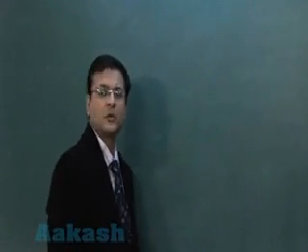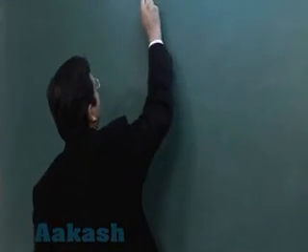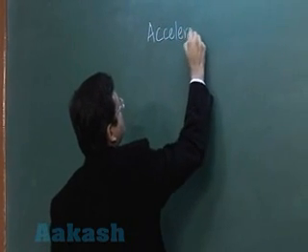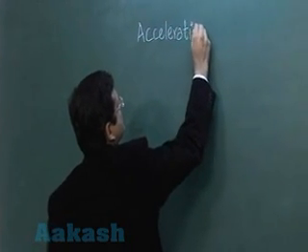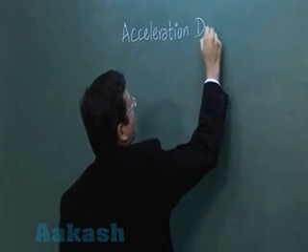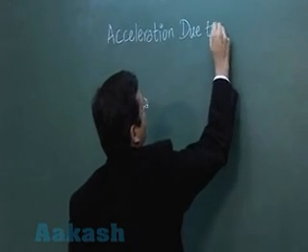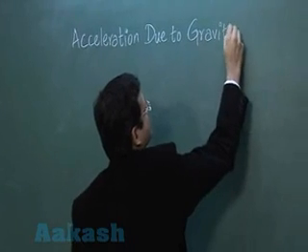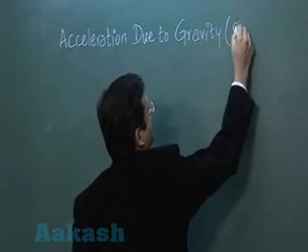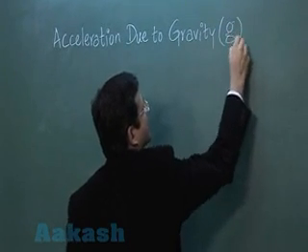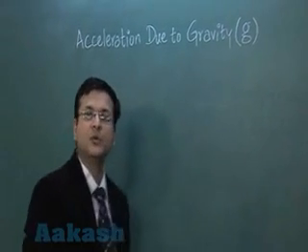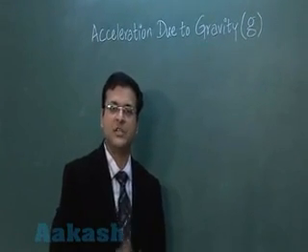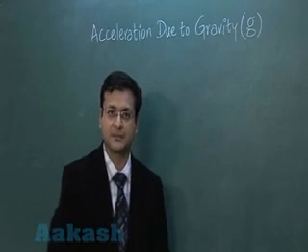Let us now talk about acceleration due to gravity. This is commonly denoted by small letter g. Mind you, there is a large difference between capital G and small g so long as this chapter is concerned.